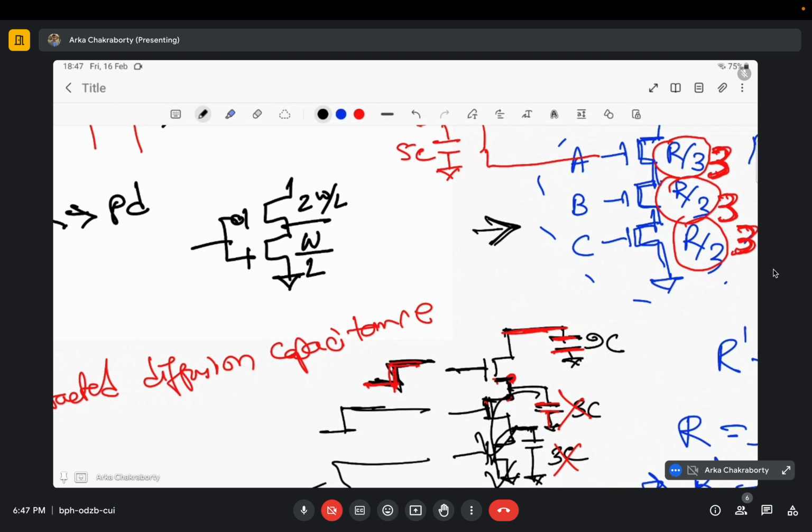Correct? Now, in case of designing, instead of writing W by L, W by L every time, to make it simple, we just take this W by L ratio as 1. We write it as 1 and we write this as 2.